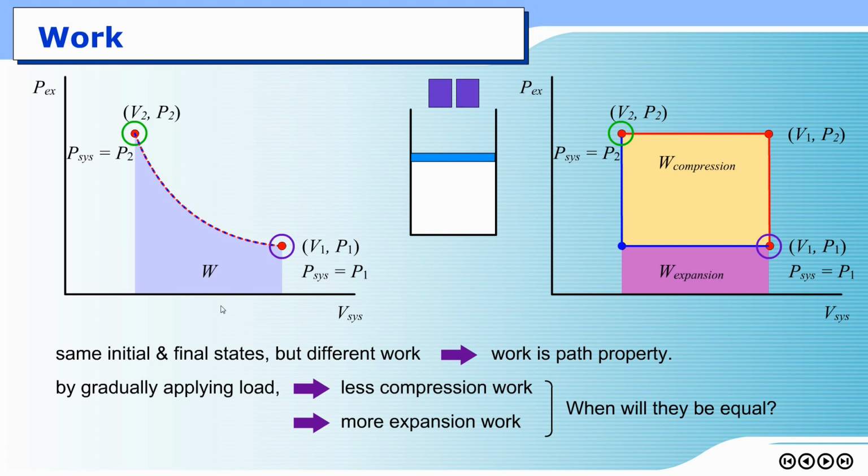Okay, if you compare between this work, let's say expansion work here should be much higher than expansion work here. In other words, compression work here would be much smaller than compression work here, right? By doing things gradually, one small step at a time, the process seems to be reversible.